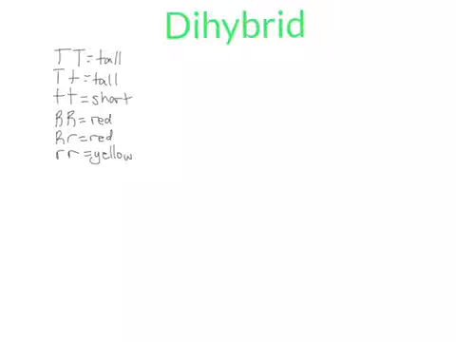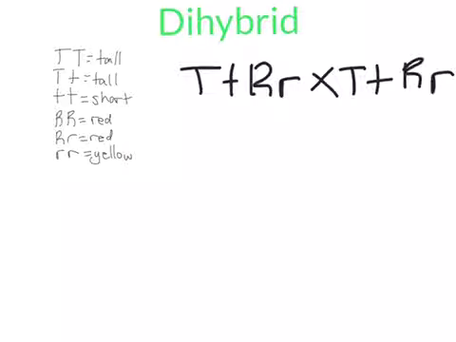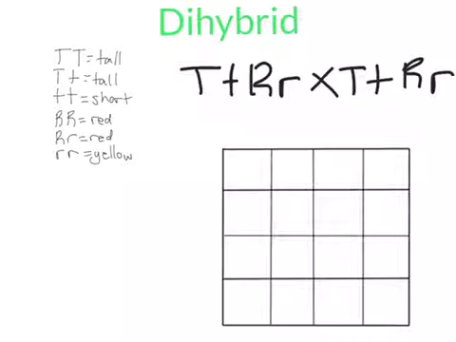To solve this problem, we want to be able to show the cross between the traits. In this case, we will be crossing heterozygous parents, so the parents are going to be big T little t, big R little r, and big T little t, big R little r. To make a dihybrid cross, we need a 4x4 Punnett square, which is a Punnett square with 16 squares.